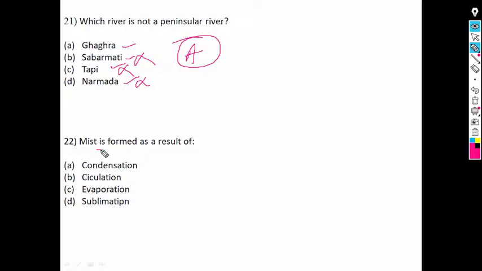Next, mist is formed as a result of condensation, circulation, evaporation and sublimation. Mist is a process of condensation particularly. Condensation is what forms mist.